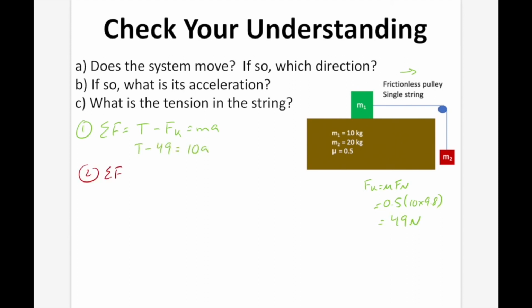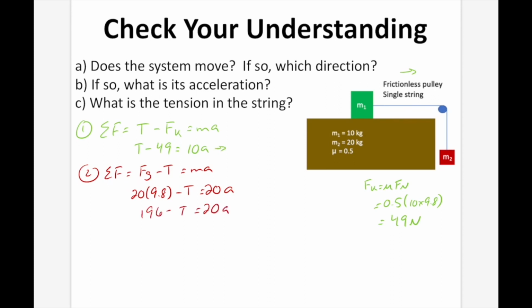Equation 2, sum of the forces is going to equal Fg minus tension. That's going to equal Ma. Fg is going to equal mg. M is 20 times 9.8 minus tension is going to equal 20 times a. Then we're going to simplify. 20 times 9.8 is equal to 196 minus T equals 20a.